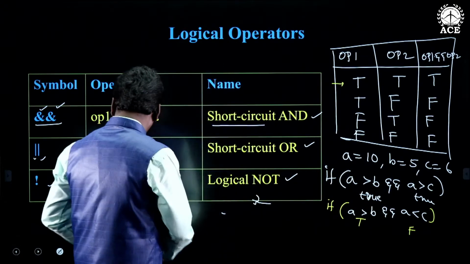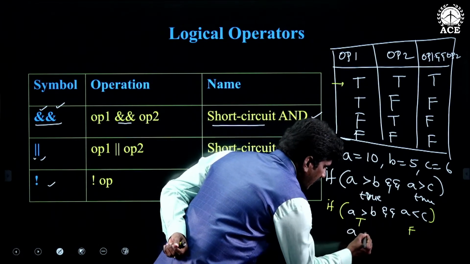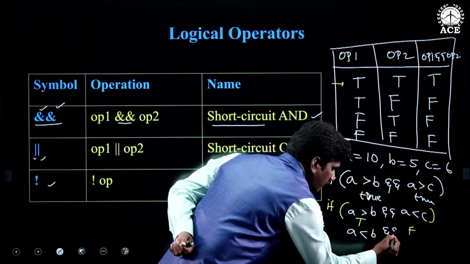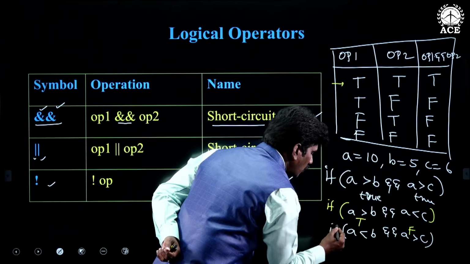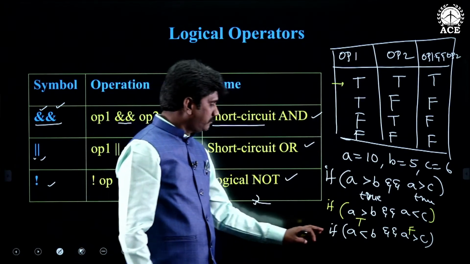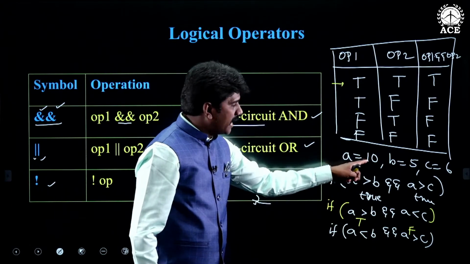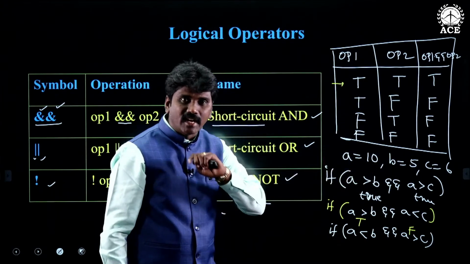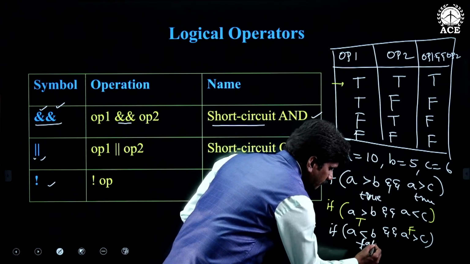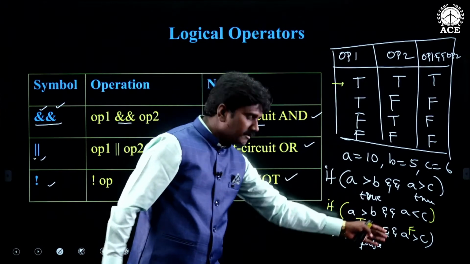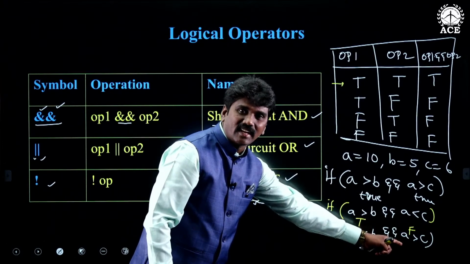Third one, for example, I am taking A less than B, short circuit AND, and A greater than C. I have taken one more condition here. How is it going to be? A is less than B, 10 is less than 5. Is this condition true? No. The condition is false. If this condition is false, is there any need to check the second one? Once condition 1 is false, no need to check the second one, right?